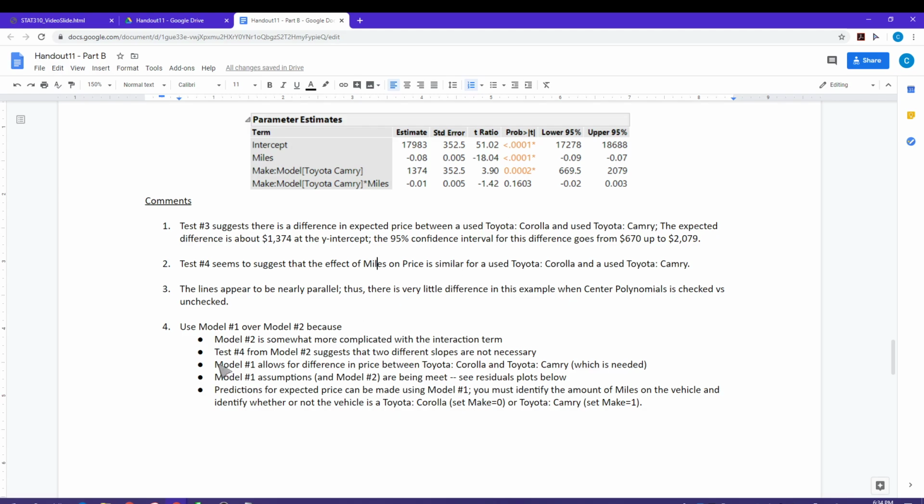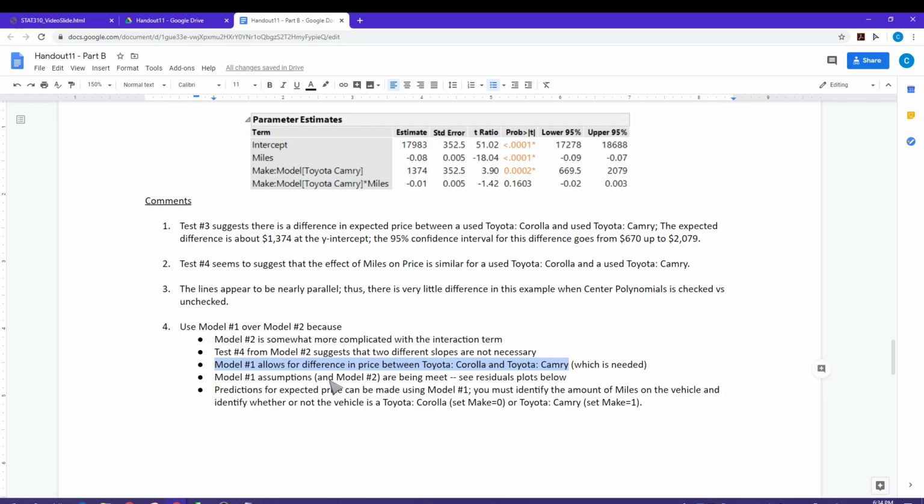From model number 1, again in Part A, we learned that there was indeed a difference between a Corolla and a Camry, and that model allowed for that. It was that constant, or parallel lines, so that increase was the same irrespective of miles, but there was a difference between those two types of vehicles.